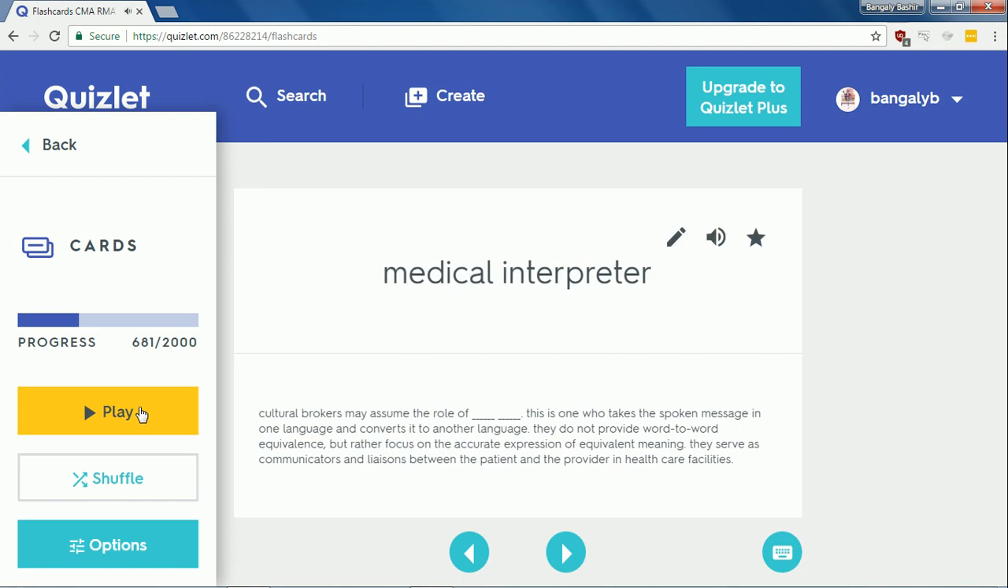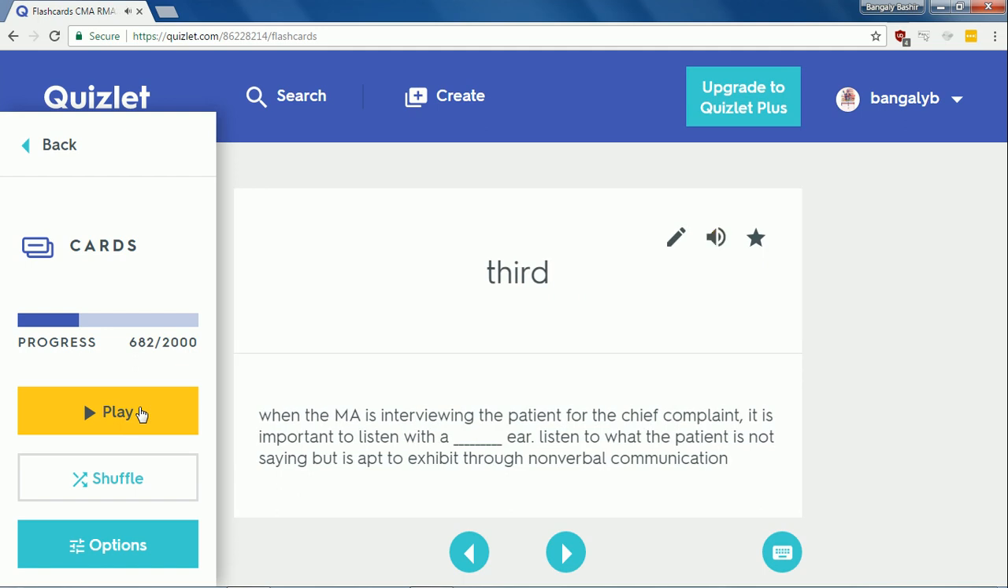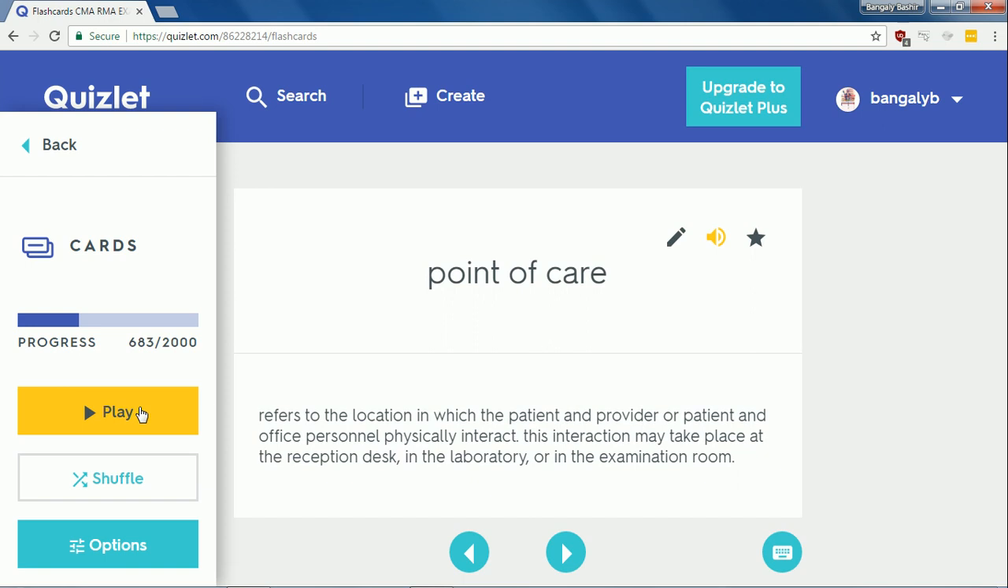Medical interpreter. Third. When the MA is interviewing the patient for the chief complaint, it is important to listen with a blank ear. Listen to what the patient is not saying but is apt to exhibit through nonverbal communication. Point of care. Refers to the location in which the patient and provider or patient and office personnel physically interact. This interaction may take place at the reception desk, in the laboratory, or in the examination room.